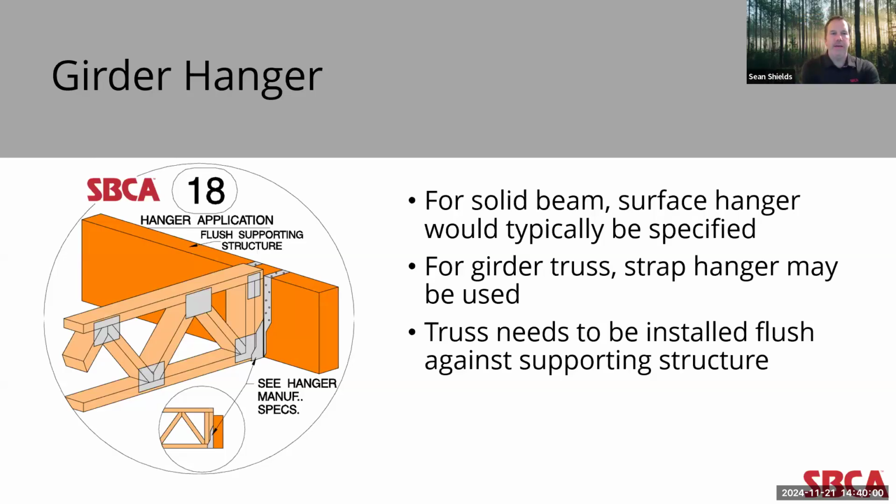This is detail 18, a girder hanger. And I'll admit that this detail is probably a little misleading. Typically for a solid beam support, a designer would choose to specify a surface-mounted hanger and not a strap hanger like the one shown in the detail. But when there's a girder truss, you have open webs and angled webs, and so a strap hanger like this would be used because those angled webs of the truss don't provide a solid enough face to affix a surface-mounted hanger in a lot of cases.